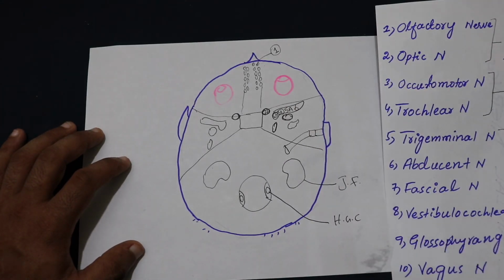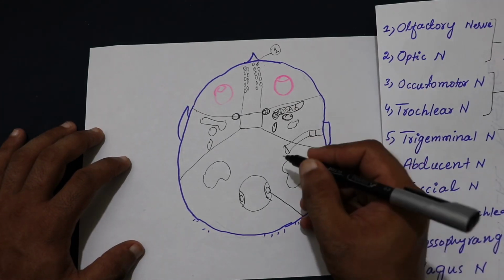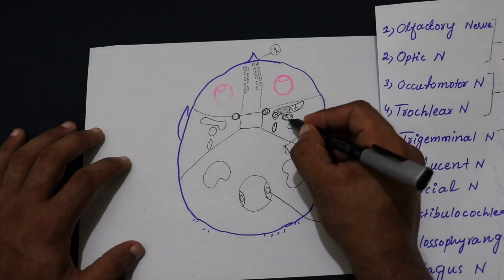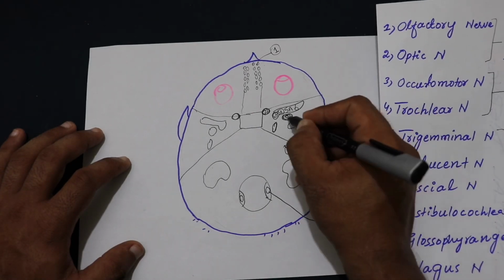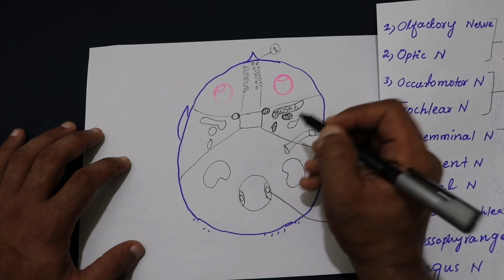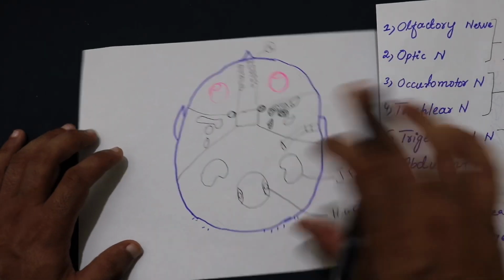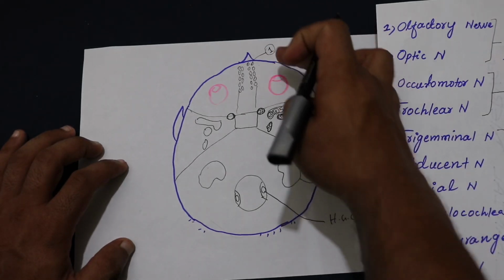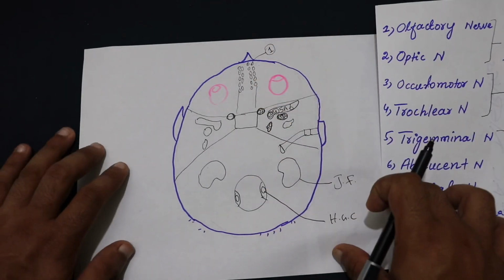Now we move on to 5B. 5B exits from your foramen rotundum. This is your 5B, foramen rotundum, and from foramen ovale your 5C exits. Alright? Very simple, very easy to remember. You can remember them from coming up to down through this diagram.